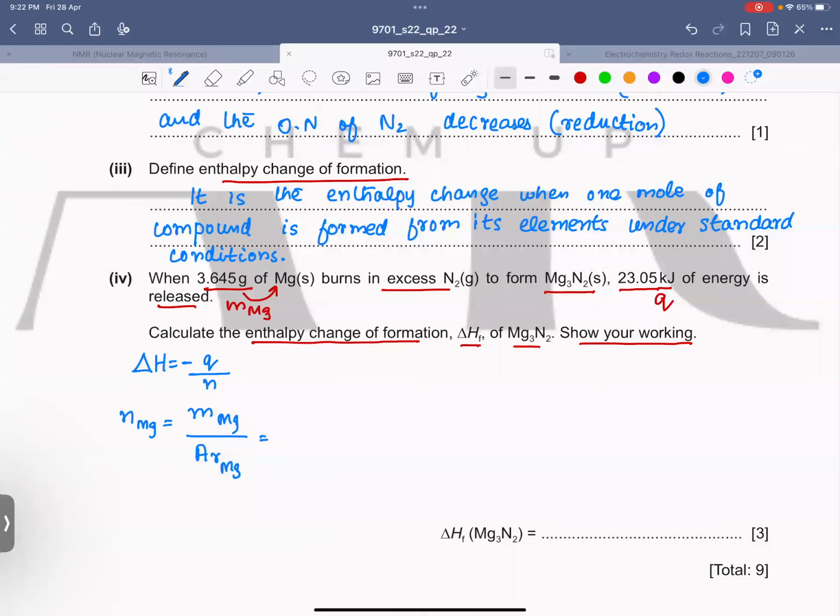Okay, so first we attempt this to find the moles of magnesium. Then we use the enthalpy change expression to find the enthalpy change, delta H. So moles of magnesium would be equal to 3.645 grams divided by its AR. And the AR of magnesium, if you look in the periodic table, is 24.1. Can anybody tell me the answer?